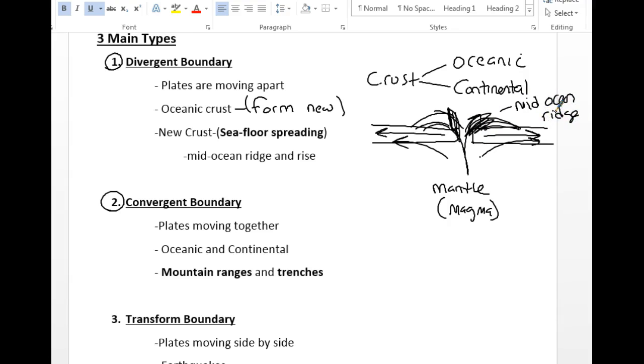Okay, so wherever those plates are moving apart, they're divergent. They're forming oceanic crust under the water if that's occurring, and they form something called the mid-ocean ridge and also the mid-ocean rise. Ridge is much steeper, so they call it a ridge. Rise is much more gentle sloping. Okay, and it really depends on how fast the plates are moving and other things. Okay, and where they're forming.